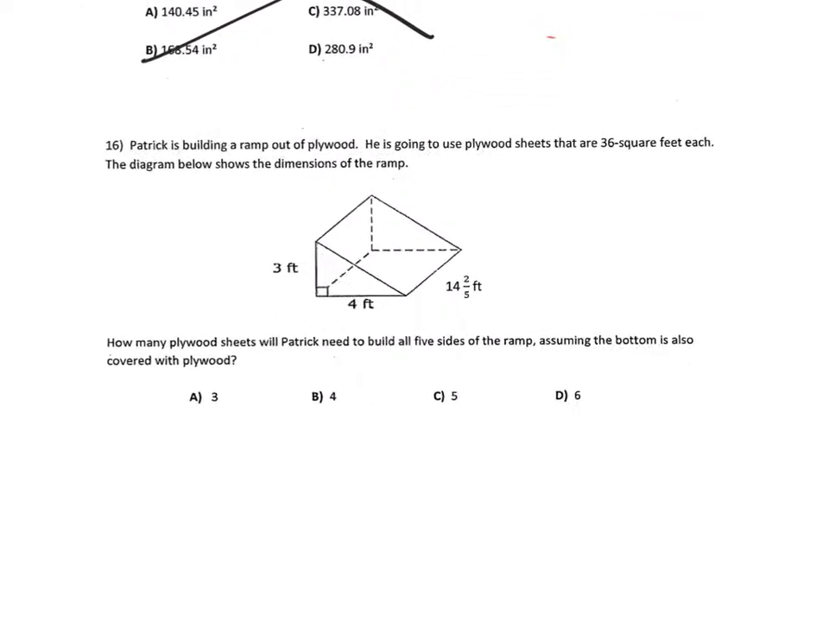But number 16, Patrick is building a ramp out of plywood. He is going to use plywood sheets that are 36 square feet each. The diagram below shows the dimensions of the ramp. So that seems like that's important. How many plywood sheets will Patrick need to build all 5 sides of the ramp, assuming the bottom is also covered with plywood? Okay, so all sides, that's total surface area.